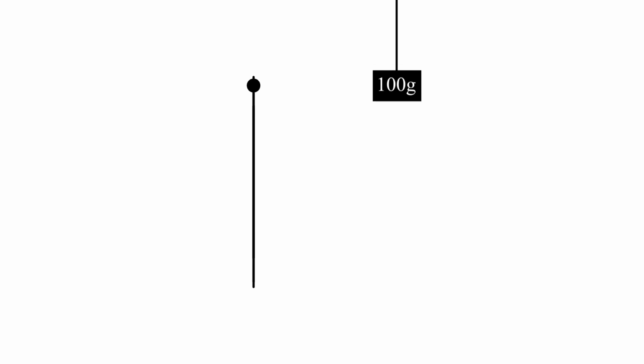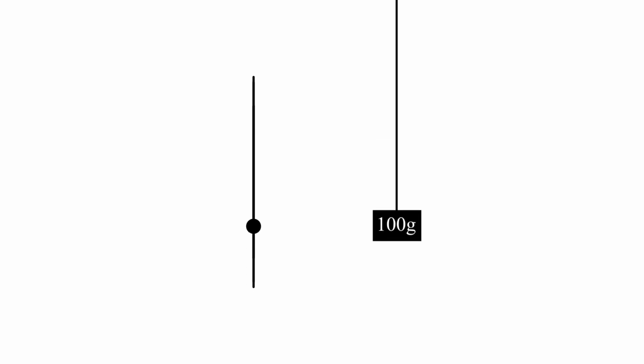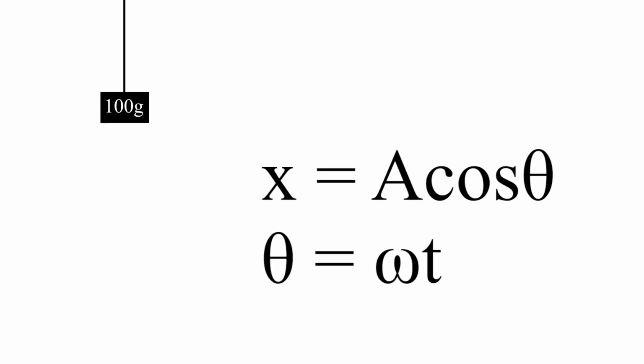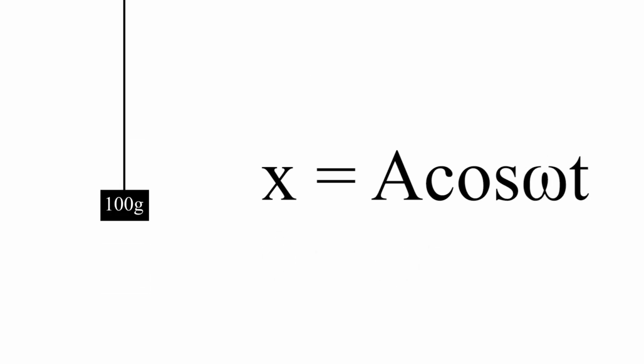So using the same logic, albeit in a vertical position this time, we can see that the displacement from the equilibrium is still A cos theta. We know from circular motion mathematics that theta is equal to omega t. So x is then equal to A cos omega t.